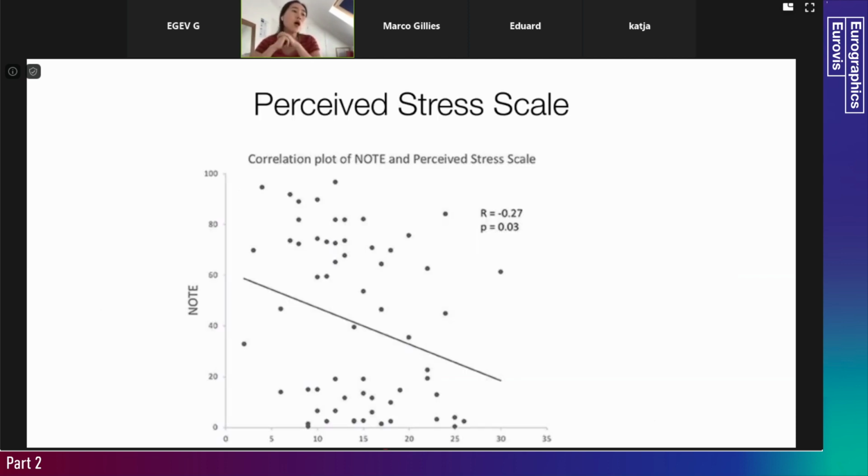In particular, the x-axis here is perceived stress scales, how stressful they feel, and the y-axis is the quality of their note. What we found is there's a significant negative correlation between how stressed they actually feel and the quality of their note. So the more stressed, the worse they are at identifying child abuse issues.